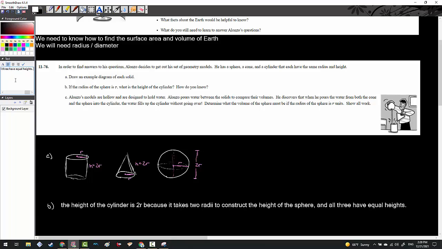Cool. And now it says in part C, Alonzo's models are hollow and are designed to hold water. Alonzo pours water into the solids and compares the volumes. He discovers that when he pours the water from both the cone and the sphere into the cylinder, the water fills up the cylinder without going over. Determine the volume of the sphere if the radius of the sphere is r units, and we have to show all of our work.